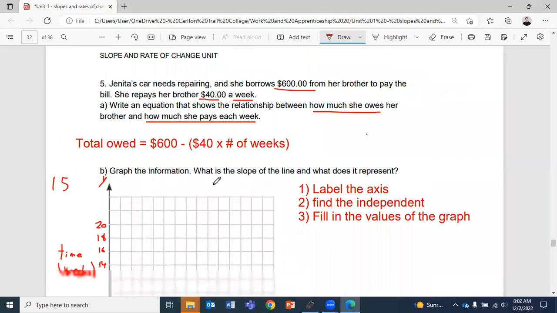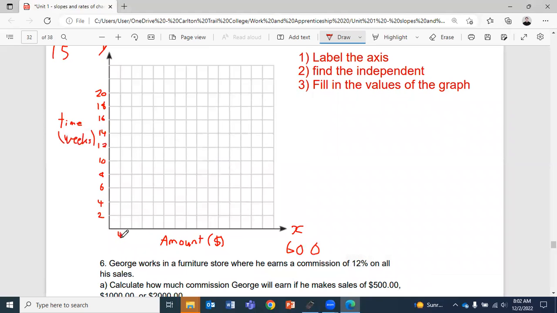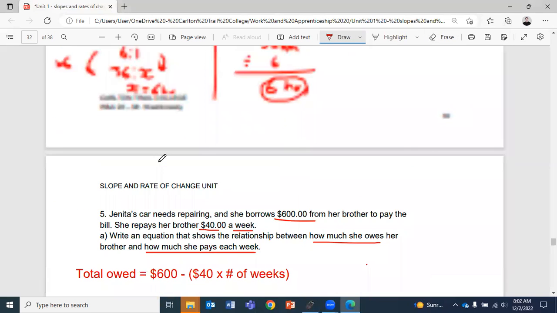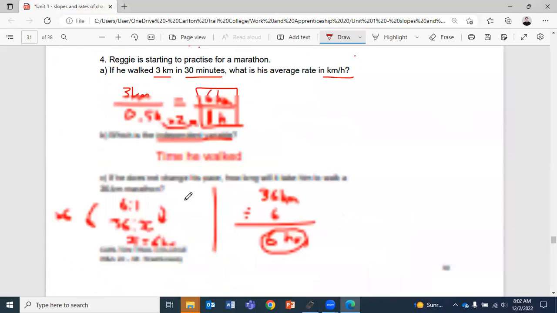We're taking away $40 a week. That's going to make it really nice and easy to graph. I'm not even going to go 40 and 80. You saw above how we can skip some values, as long as it's still readable.